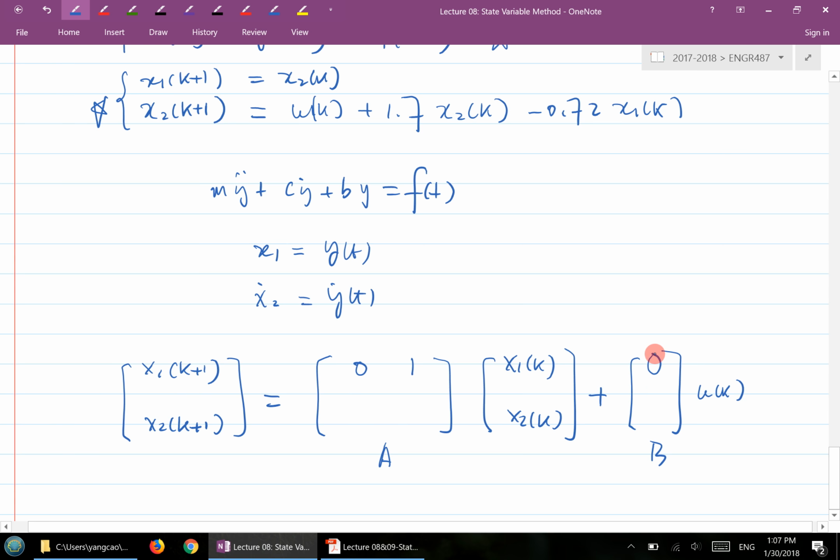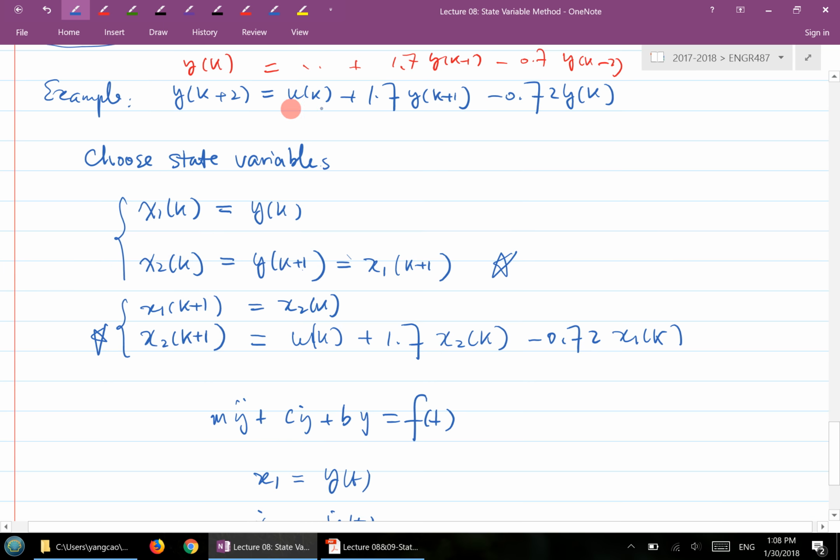0, because the input u of k appears only in the x2 of k plus 1 expression. For the second row, the coefficient for x1 of k is negative 0.72, the coefficient for x2 of k is 1.7, and then the coefficient for u of k is 1. So that's the discrete state space model based on the original difference equation right here.